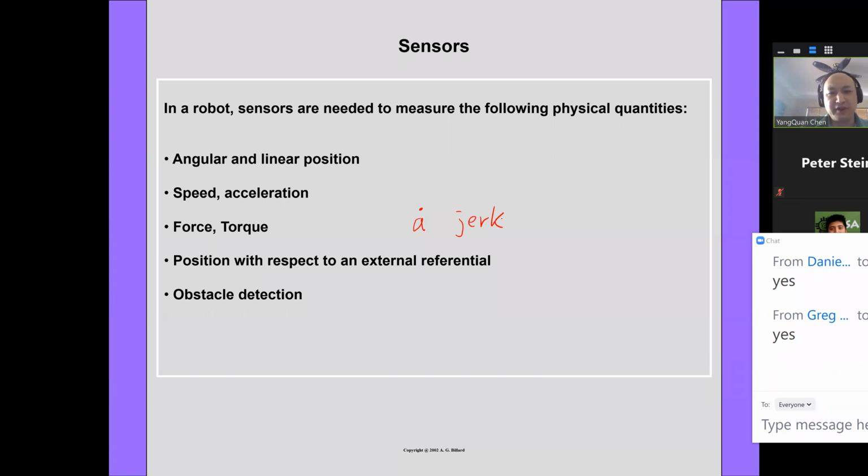With sensors, you usually need to detect whether there's an obstacle when you have a mobile robot moving around. You don't want to hit something. So that's also a distance measure, how close, and people recognition as well.